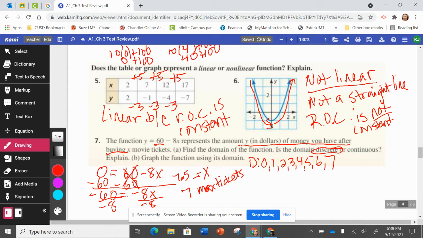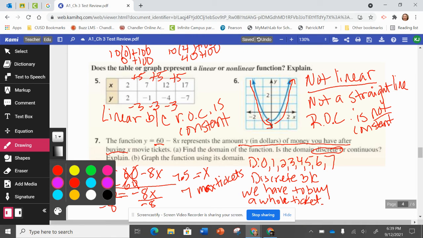And it is discrete, because we have to buy a whole ticket. We cannot buy part of a ticket.